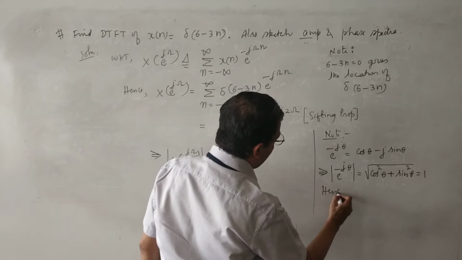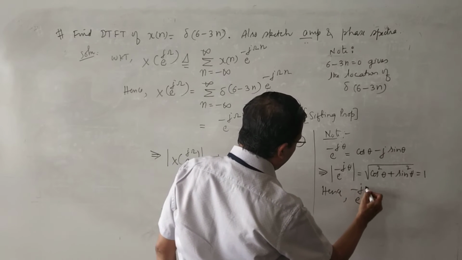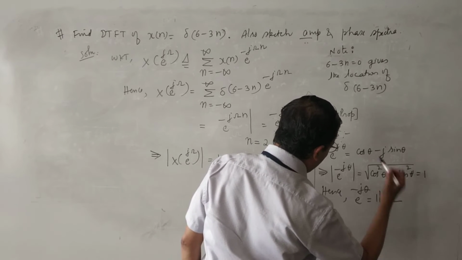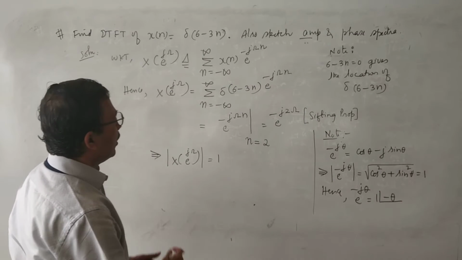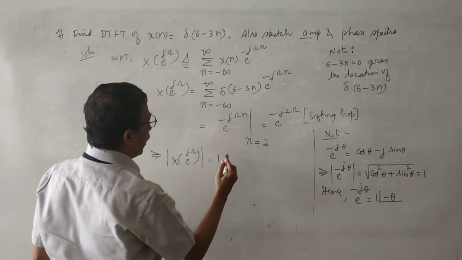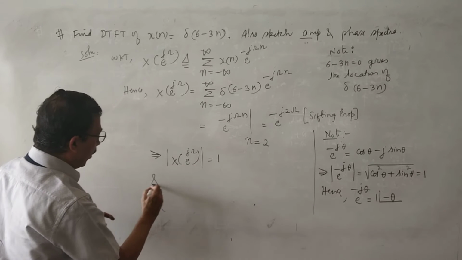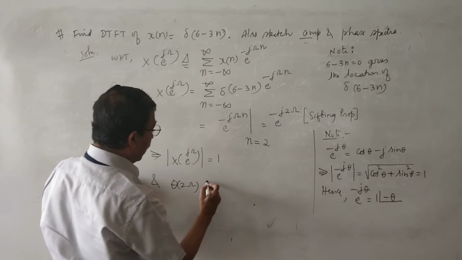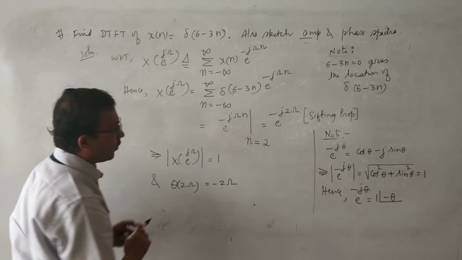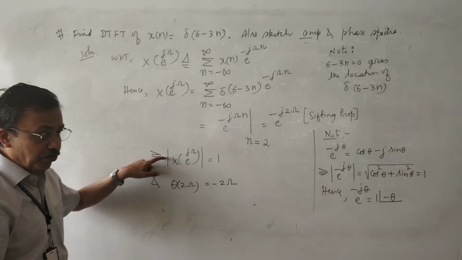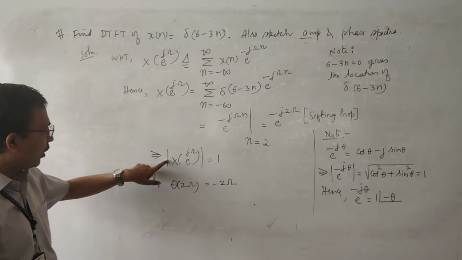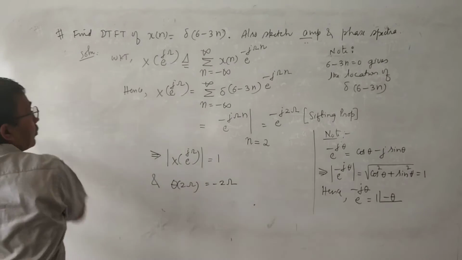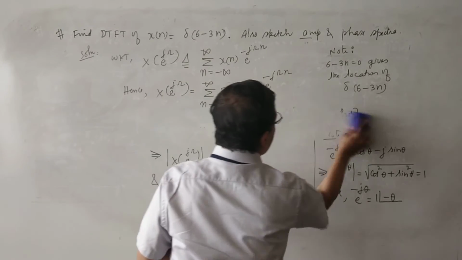Hence, we can write e to the power minus j theta as magnitude equal to 1, angle equal to minus theta. Same logic here. This is like e to the power minus j2 omega. So what is the magnitude? 1. And what is the angle? Angle is the coefficient of j. What is it? Minus 2 omega. Now using this expression, I will sketch the magnitude spectrum. Using this expression, I will sketch the phase spectrum, which I am going to write now.